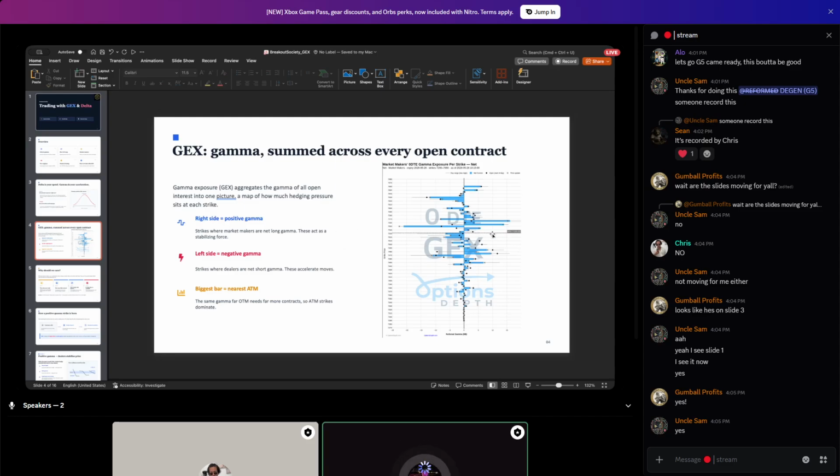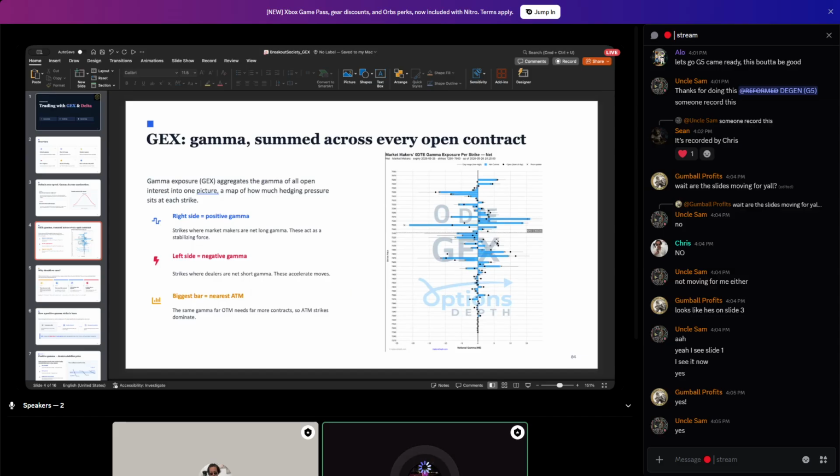So the right side here is going to be your positive gamma. This is when market makers are net long gamma, and these act more as pinning action. So what that means is you will typically see some choppy price action here, some ping pong effects. You won't really get any large breakouts in these areas. So when you're taking these, you want to be mindful of the environment you're in and position yourself with that. You want to know what to expect based on your gamma exposure.